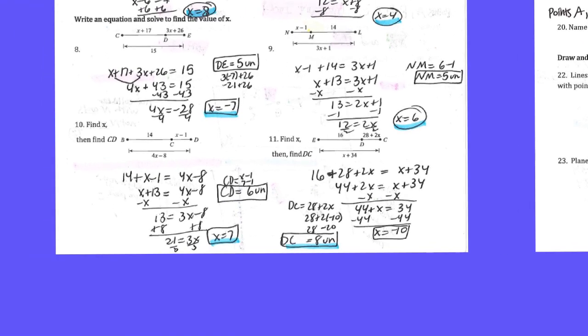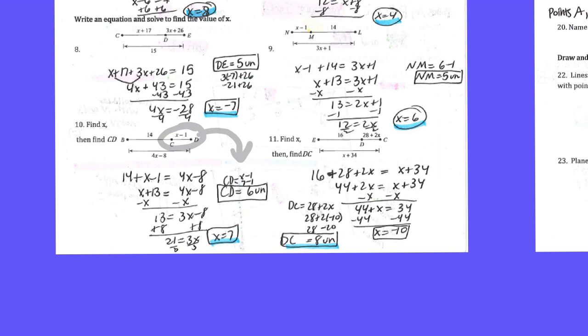Combine like terms and solve, and you get x is 7. Move the x's to the same side, the numbers to the other, and solve for x. X is 7. So that's step 1. Step 2 said find CD. Well, CD is right here, and CD is x minus 1. So you take x, which is 7, and subtract 1. You get 6. So this length of CD is going to be 6 units.